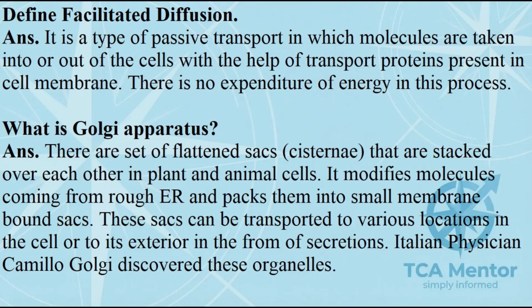What is Golgi apparatus? ANS. There are set of flattened sacs, cisternae, that are stacked over each other in plant and animal cells. It modifies molecules coming from rough ER and packs them into small membrane-bound sacs. These sacs can be transported to various locations in the cell or to its exterior in the form of secretions. Italian physician Camillo Golgi discovered these organelles.